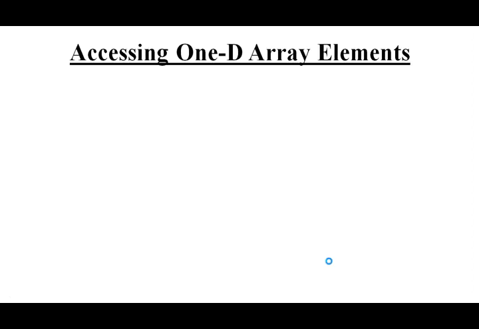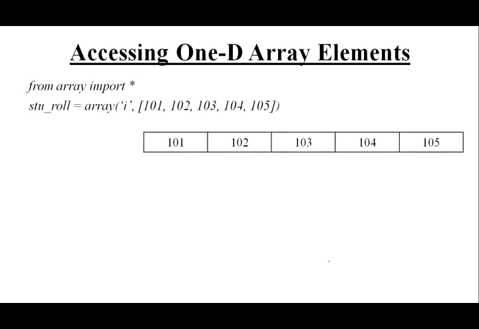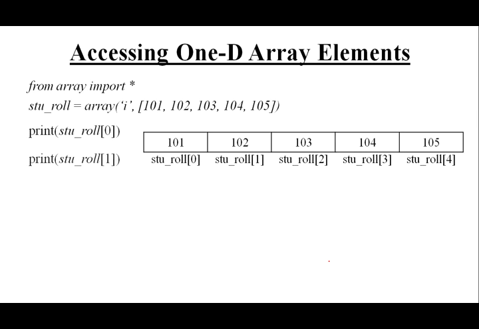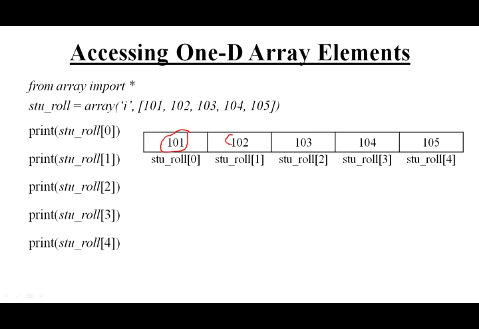The next one is element, accessing 1D array elements. Now see, how to access all these elements? These are elements. Here 101 is an element, 102 is an element, 103 is an element. How to create the array, I have shown you here. This is the way to create an array. But here, how to access means how to use this.